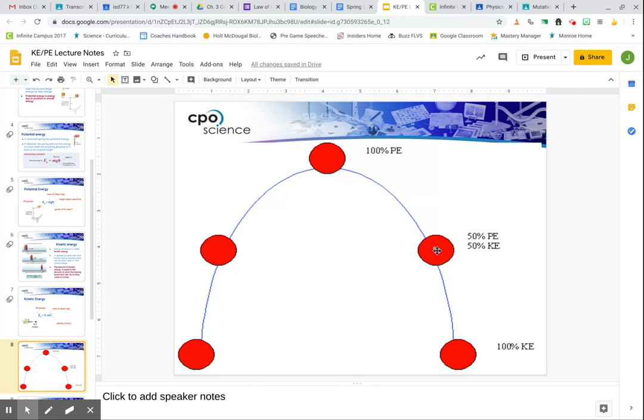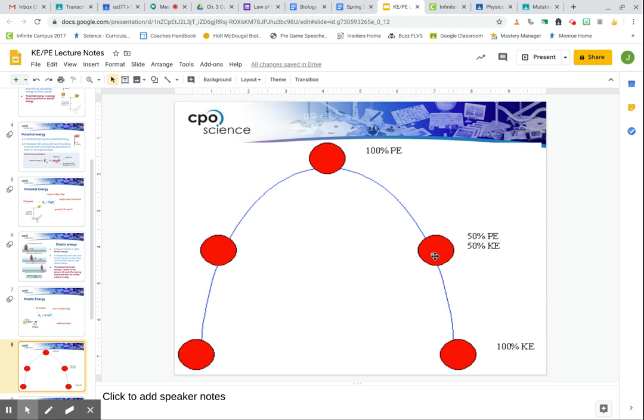So because of that, the potential energy must be half, because the mass isn't going to change and gravity doesn't change. However, as it's falling, it's picking up speed. So as it picks up speed, its kinetic energy increases. How much? The same amount that the potential energy is lost.